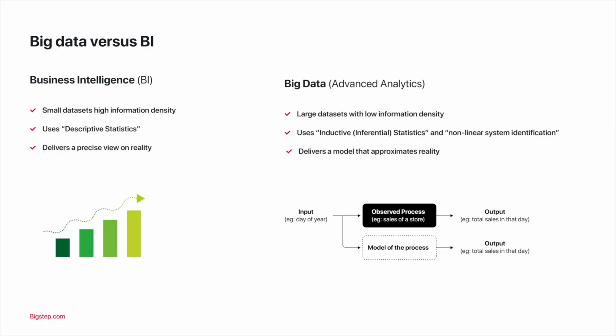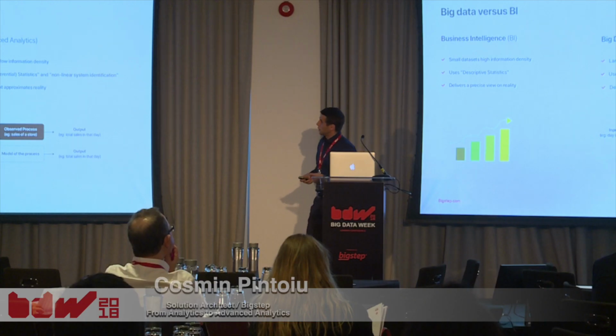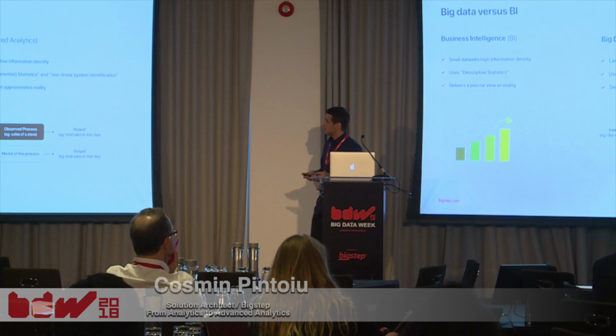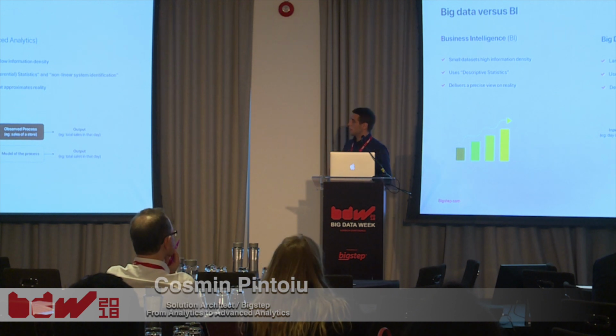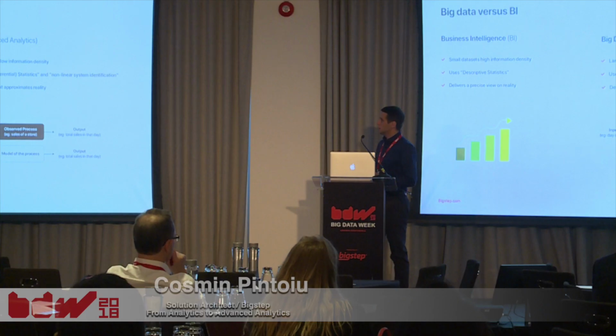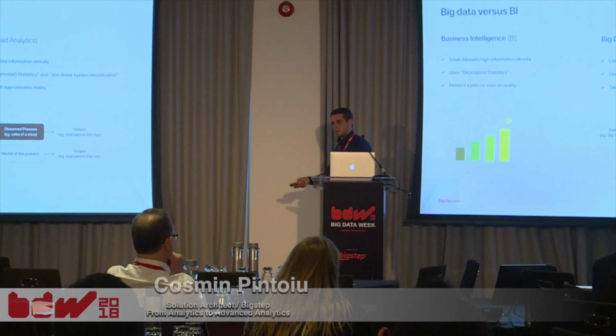I do have a final slide of business intelligence versus big data. Looking again at small data sets with high information density, business intelligence uses descriptive statistics and delivers a precise view of reality. While on the other hand, we have large data sets with low information density, which use inductive statistics and deliver a model that approximates reality.